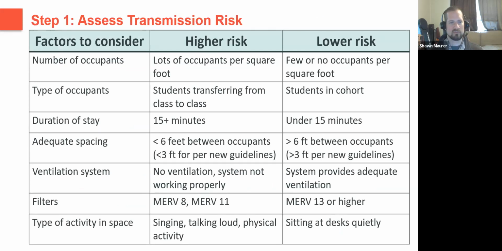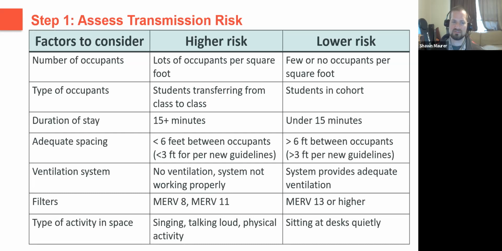So this is just a table of risk factors to go review for your facilities, different locations and rooms. You're going to have higher risk in rooms that have a higher occupant density, number of people per square foot. Students that are transferring between classes, where you've got mixing of groups, is going to increase risk. Where your duration, if you've got visitors coming into the building, teachers working with students where you've got that close contact for greater than 15 minutes is going to increase your risk. Adequate spacing, you want to maintain that 6-foot distancing between occupants, and the new guidelines are allowing for 3-foot distancing between younger students.